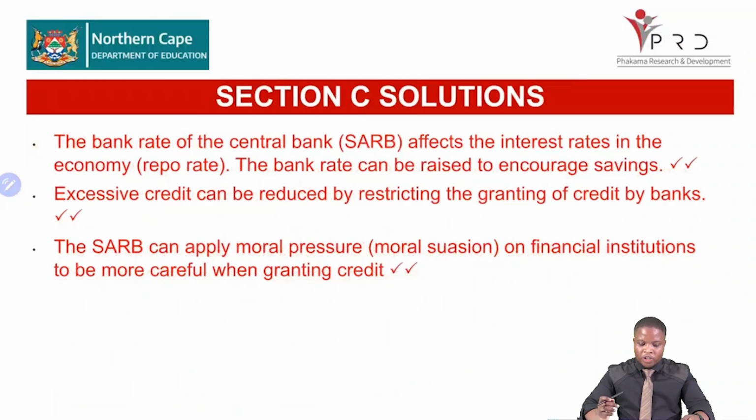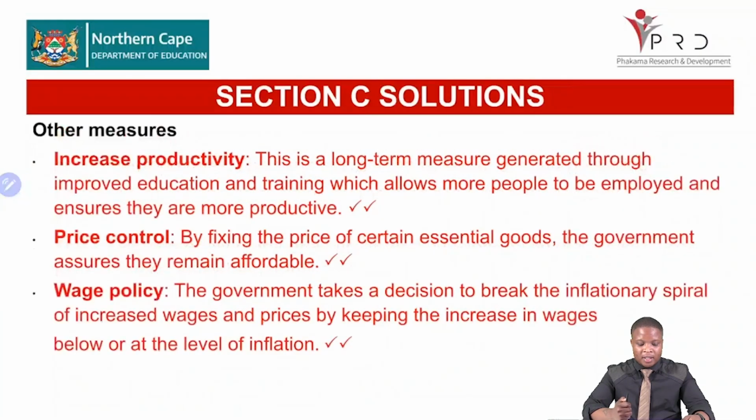The Reserve Bank can use the repo rate, right? By increasing the repo rate, which will reduce borrowing and encourage savings, there will be less spending. Excessive credit can be reduced by restricting the granting of credit by banks. The Reserve Bank can apply moral pressure, moral suasion, by persuading banks to lend money more carefully, because already the economy has too much money in circulation.